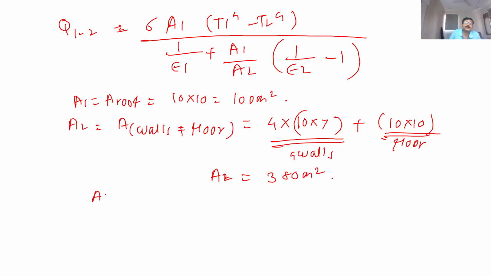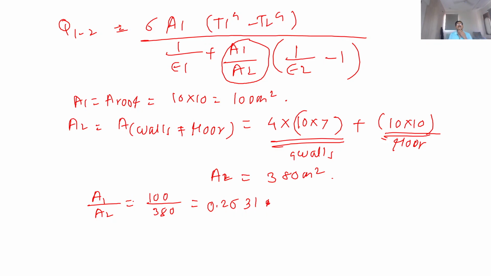So in the formula there is term called as A1 by A2, so I will calculate it separately. A1 by A2 is 100 divided by 380. If I will do it, it comes at 0.2631. Okay, no unit for this because it's a area ratio. ठीक है. Now I will go for substitution.